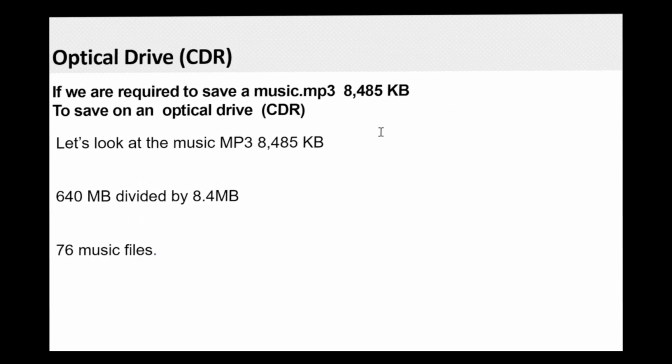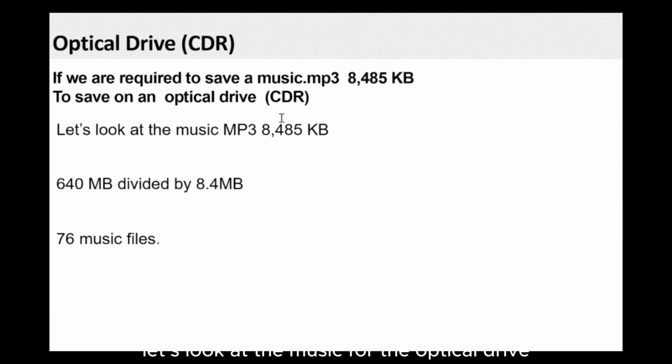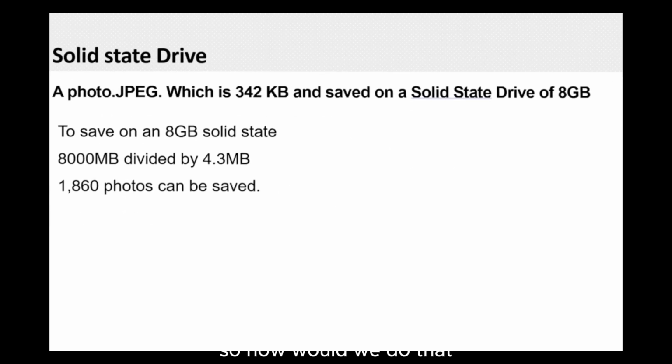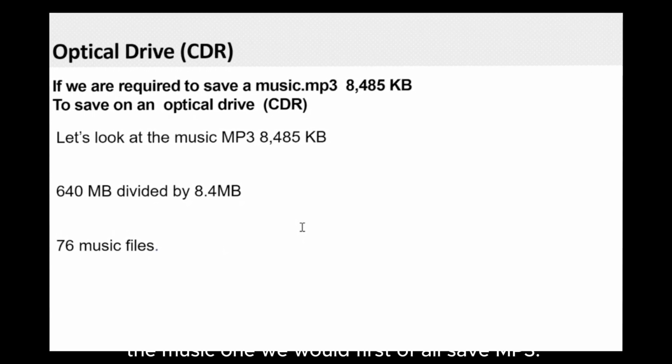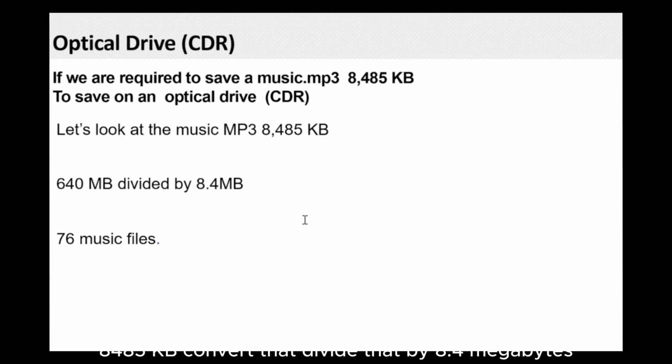Let's look at the same scenario. Let's look at the music for the optical drive. As I said, the music one was, if we go back here, 8,485 kilobytes. So how would we do that? The music one, we would first of all save the MP3 8485, convert that, divide that by 8.4 megabytes, and we will have 76 music files.